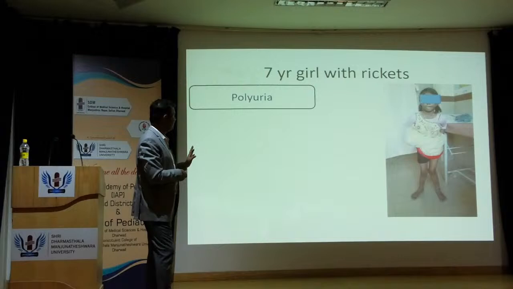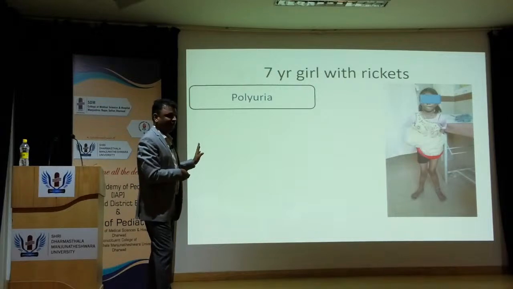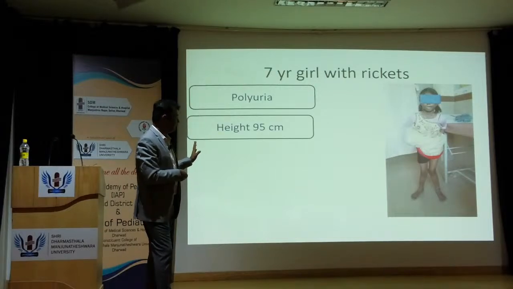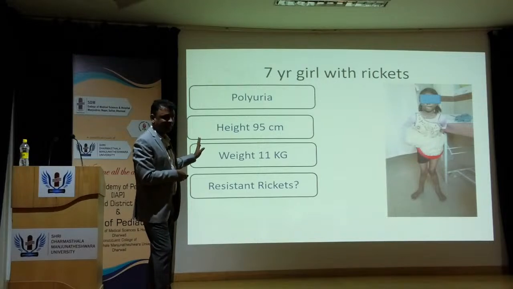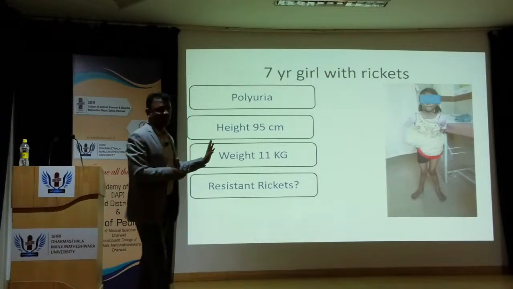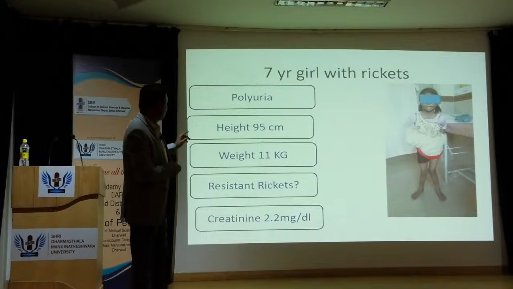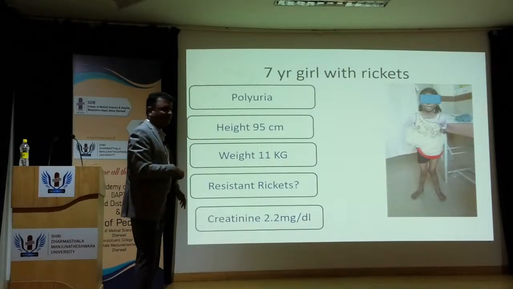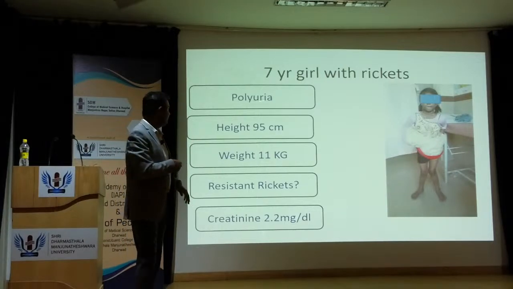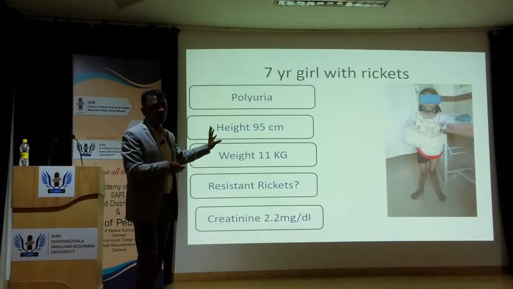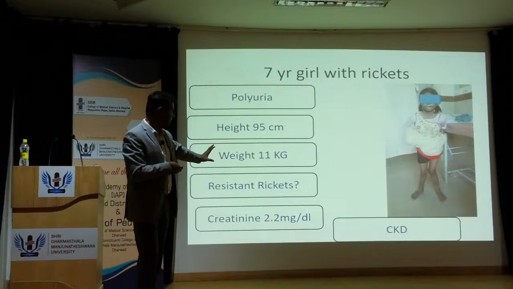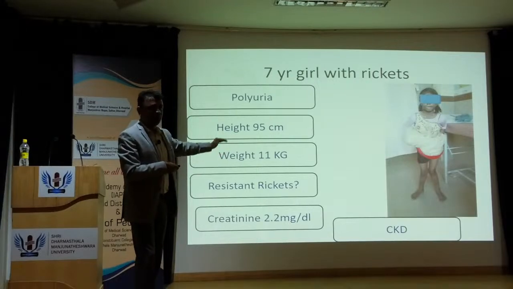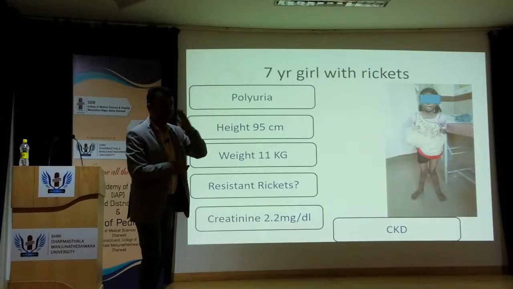So it was inadequate therapy. Can you see this girl? A 7-year-old girl with polyuria, short stature, and less weight. This child is failing to thrive. Should we label her as resistant? Yes. This child had renal failure, creatinine of 2.5, polyuria, failure to thrive. These are some of the pointers towards resistant rickets which needs extensive evaluation. This is chronic renal failure. Now you know how renal failure causes rickets.